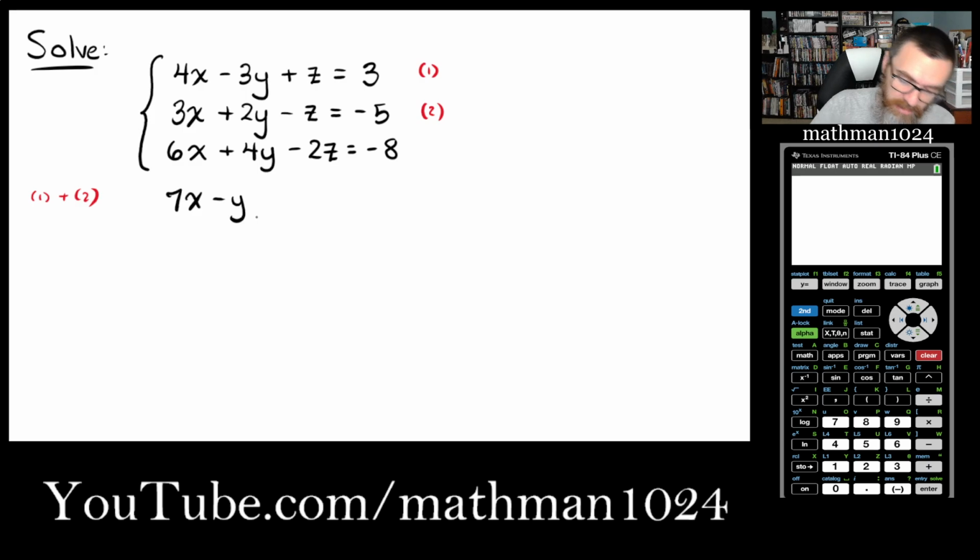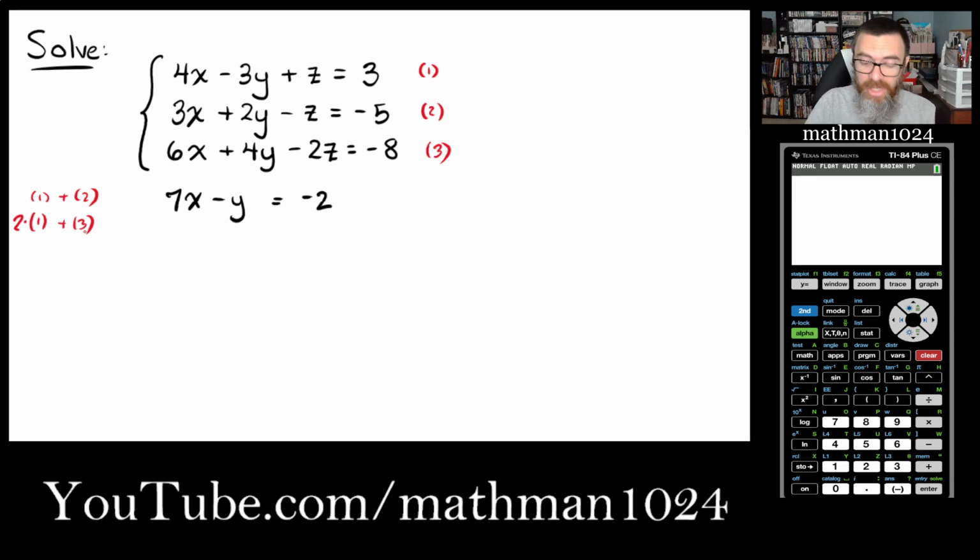7x minus y. The z's go away. And this equals -2. All right, I'll take that. Let's try to cancel z with the third equation. Now, this might be a little more difficult, but if I do 2 times the first equation, that'll give me 2z. And then when I combine it with the third equation, that's going to make the z go away.